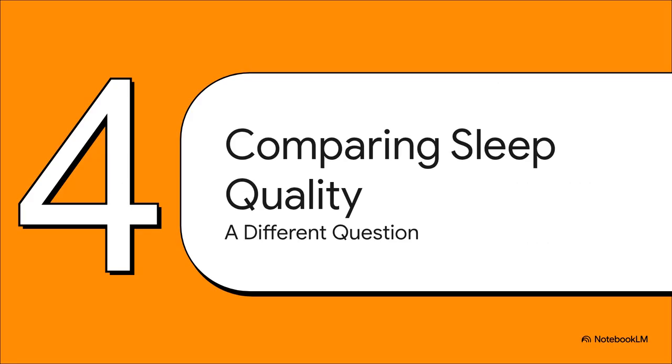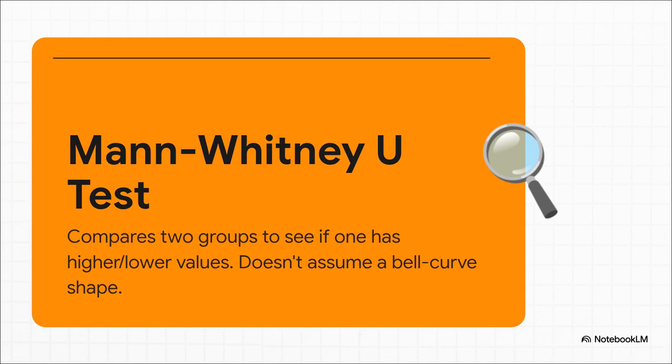Okay, so finding relationships is one piece of the puzzle. But the researchers had another question, and this one needed a totally different tool from the toolbox. They wanted to compare the sleep quality between two different groups, men and women. And for this job, they brought in the Mann-Whitney U-test.